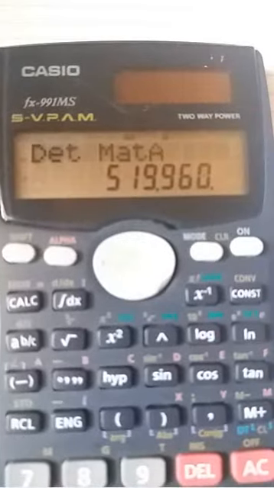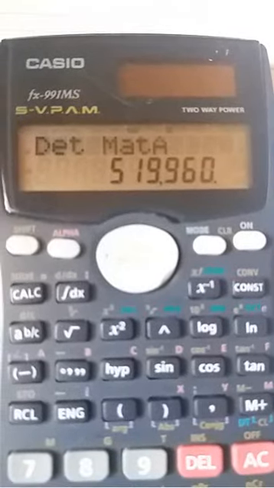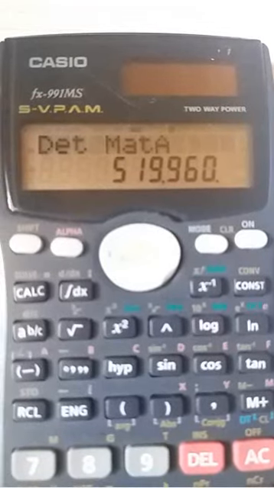In this way we can find out the determinants, and similarly we can find out the transpose of the matrix given. I hope this video is useful for you.